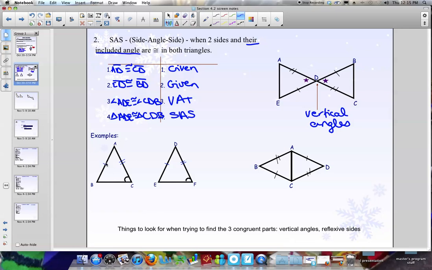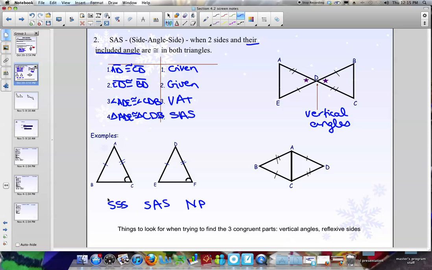Looking at this example, my question: can I prove that these two triangles are congruent? My only two options are side, side, side, or side angle side. If it doesn't fit into either of those, then I simply have to write that it's not possible to show that those two triangles are congruent. By looking at these two triangles, I'm given one pair of sides, I'm given a second pair of sides, and I'm given a pair of angles.